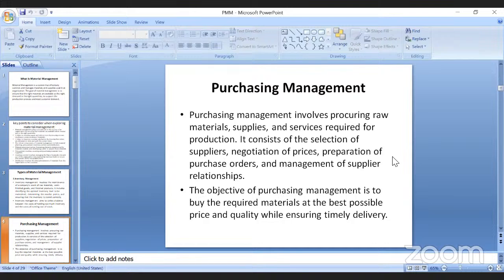No, sir, proper way. Negotiation. What are the ways? First of all, there are so many systems, and purchasing management is one of the units in this. We'll go there, but before that, we must have a preliminary idea of what purchasing management is. That means it consists of the selection of suppliers.